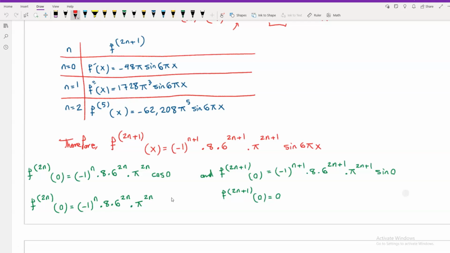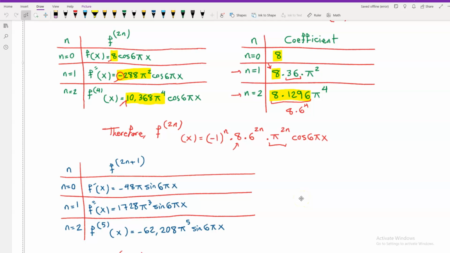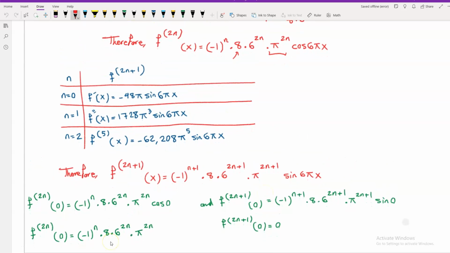Now finding even derivative for when x is 0. So this is equal to -1 power n times 8 times 6 power 2n multiply pi power 2n multiply cosine. So here for even derivative we had cosine. So having x equal to 0, we're going to have cosine 0. So cosine 0 is equal to 1. So what we have for even derivative when x is 0, this is equal to -1 to the n power multiplied by 8 times 6 power is 2n multiplied by pi power is 2n.